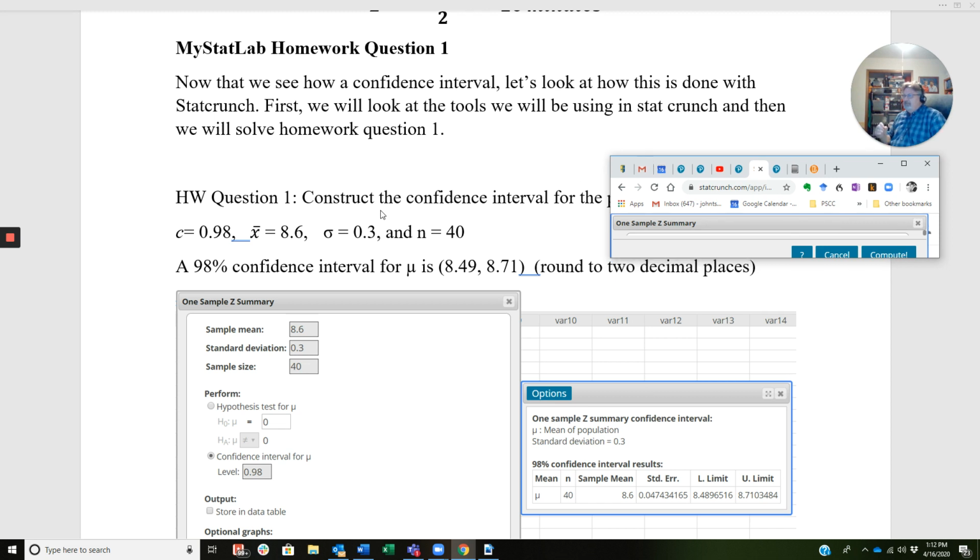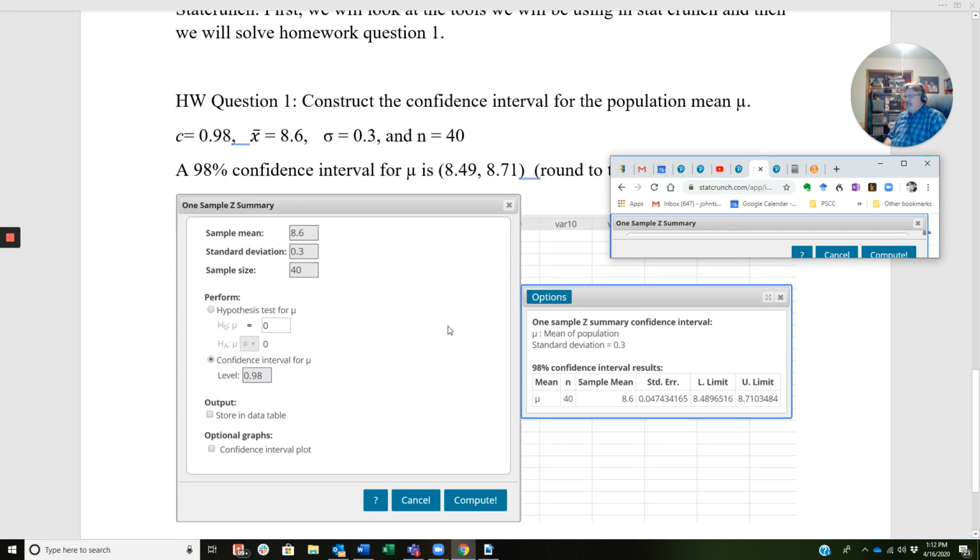The population, see, they tell me it's sigma. So I know that we know what the population standard deviation is because that's what this notation is. This sigma is the population standard deviation, and n equals 40. And you'll see my solution is 8.49 for the lower end and 8.71 for the top end. And there's how I put this up there. This is what you're doing with StatCrunch. This is what it looks like. And then I'm going to click compute, and I'm going to get this result right here. So let's go ahead and walk through that.